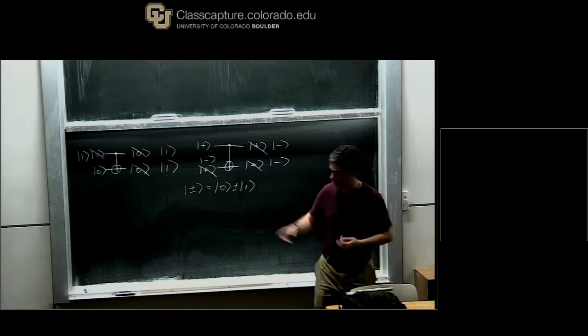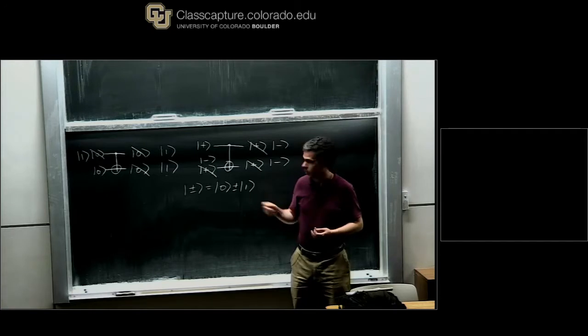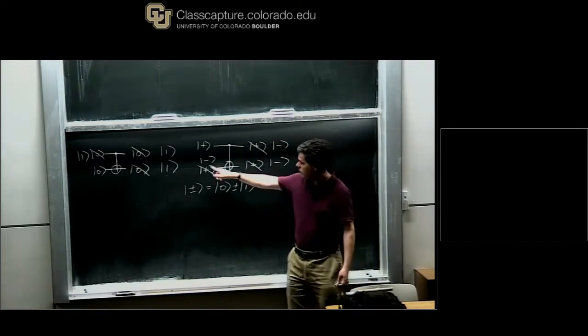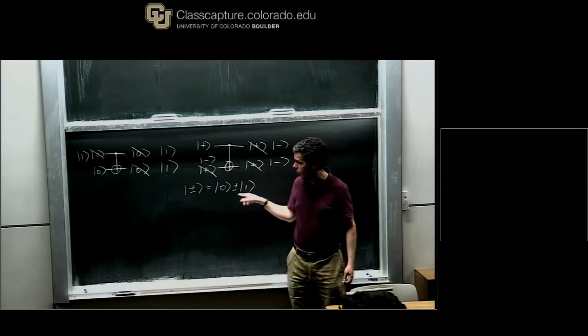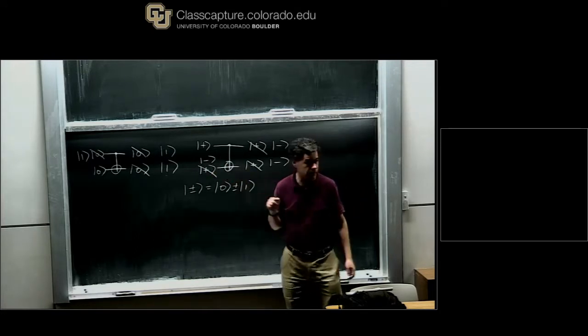Which part don't you see? You understood this? I understand the ones and the zeros. The plus and the minus. Yeah. So the minus is 0 minus 1. If you do a NOT to that, you get 1 minus 0. In other words, a phase of minus appears.